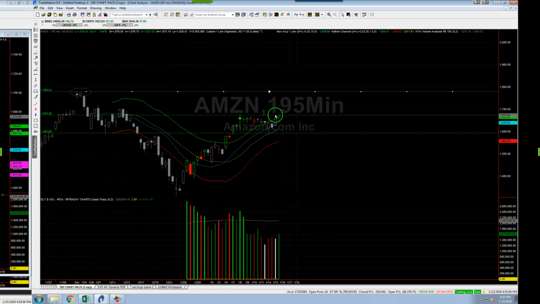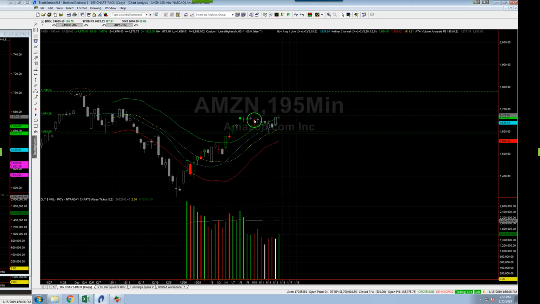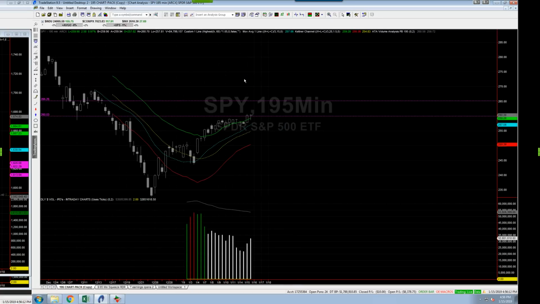Amazon closed right below this little short-term level of resistance this morning. You can see it's been a pretty messy area for Amazon, and this month that's been the high. So that's a level of resistance that Amazon closed just under this morning. Take a look at our good old SPY here. We're closing just below that important 260, 261 level as well.